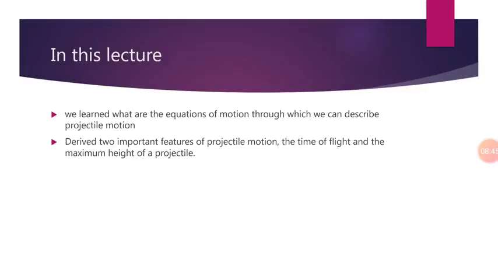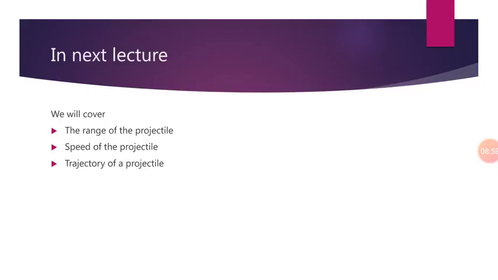So in this lecture we have learned the equations of motion through which we can describe projectile motion, and we derived two important features of projectile motion: the time of flight and the maximum height of a projectile. In the next lecture we will cover the range of the projectile, the speed of the projectile, and the trajectory of a projectile.